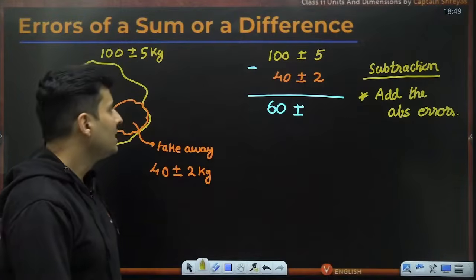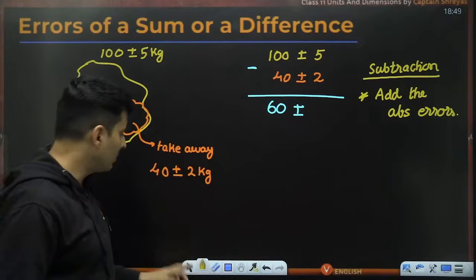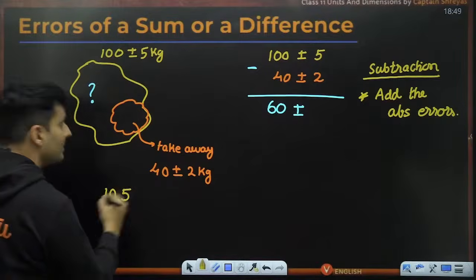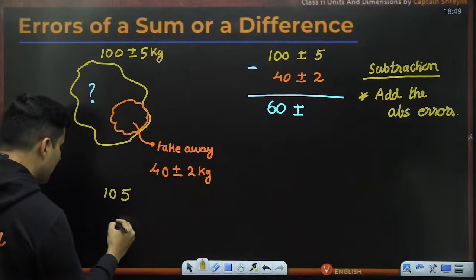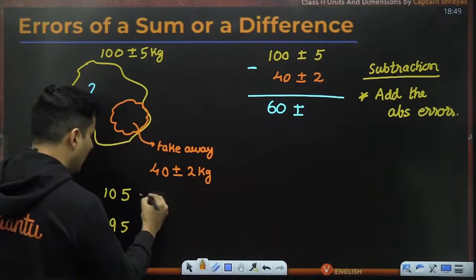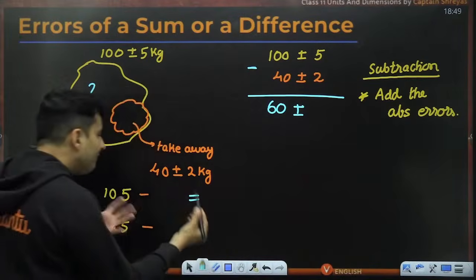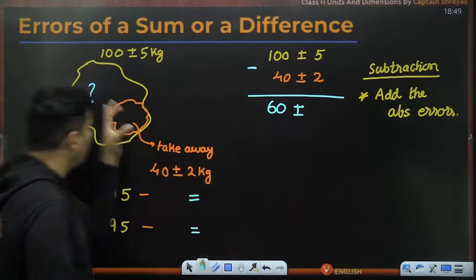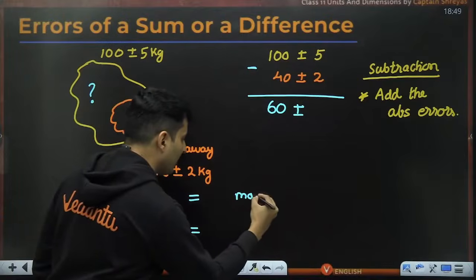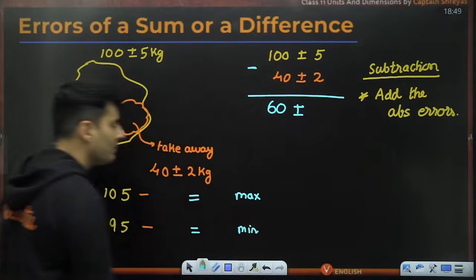See, think what will be the worst possible scenario. Just imagine we had 105 kilos, that's the maximum value possible, or the least is 95 kilos. From that, I need to subtract something and I will get something over here. So when can I get maximum amount left and when can I get minimum amount left? When will maximum rice be left, or when will the minimum be left over here?